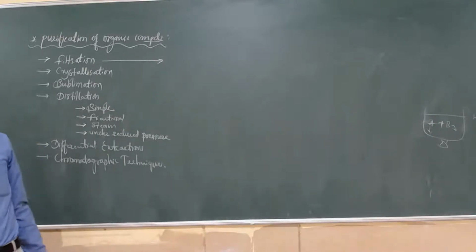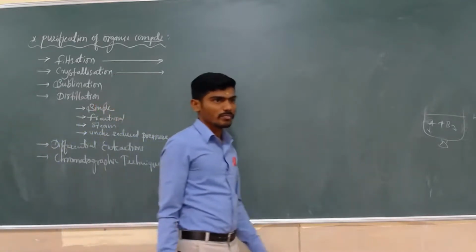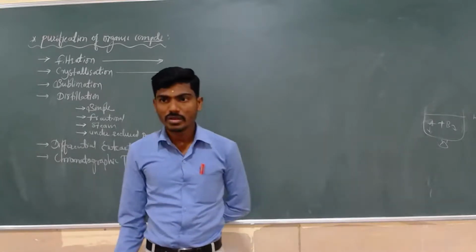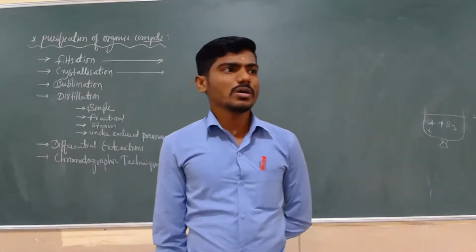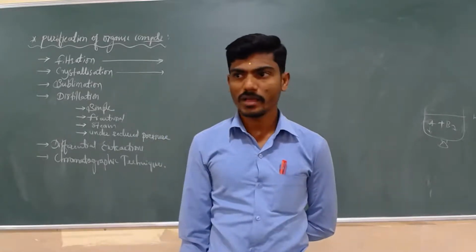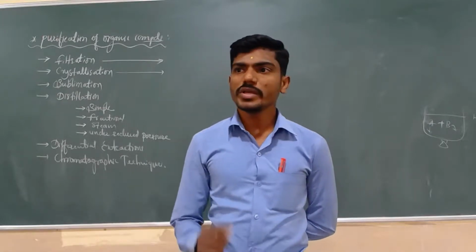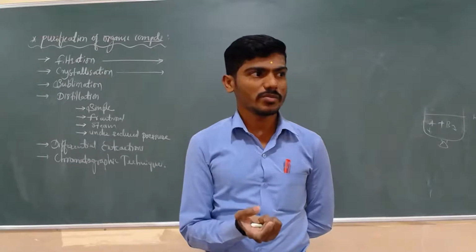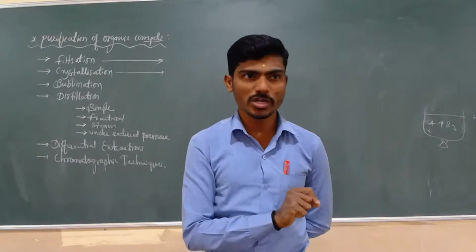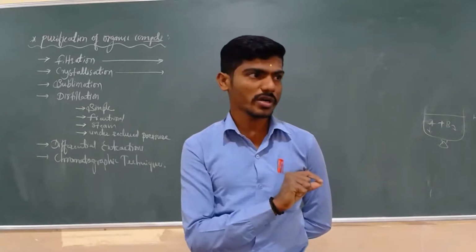This is crystallization. For example, in the crystallization method, benzoic acid can be crystallized with the help of water. Benzoic acid is partially or sparingly soluble in water, but it is completely soluble in hot water.